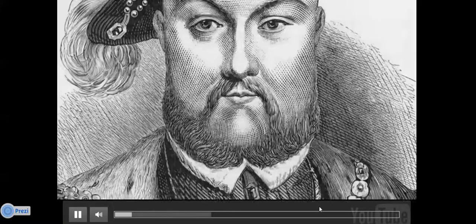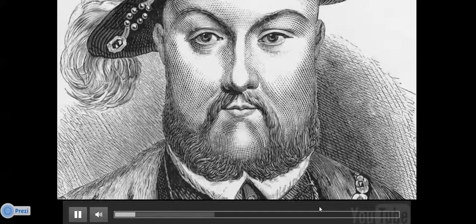Henry VIII was an enormous egoist who pursued policies that led to an enormous amount of turmoil.